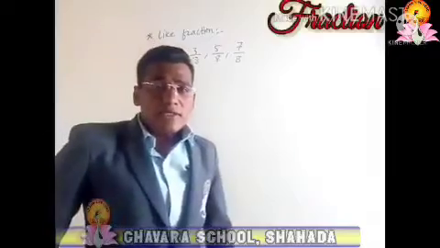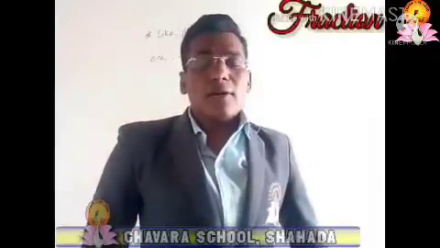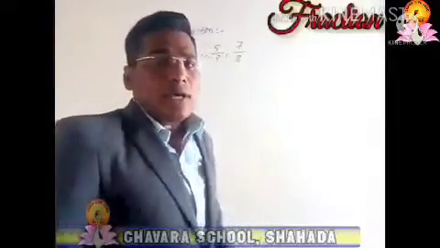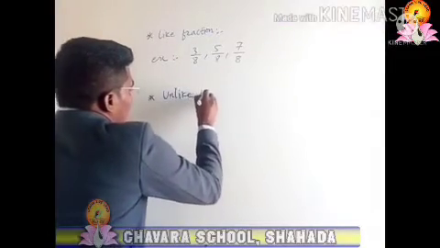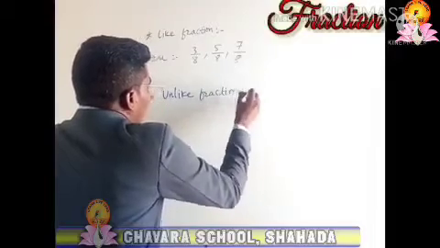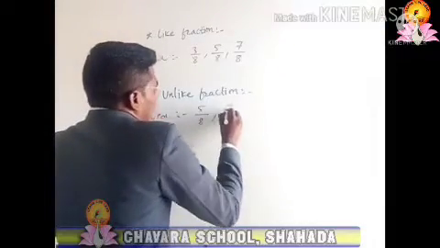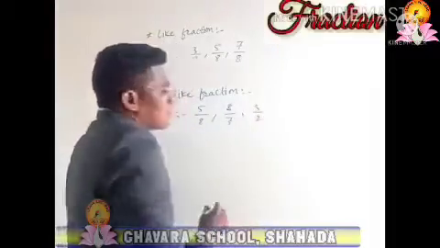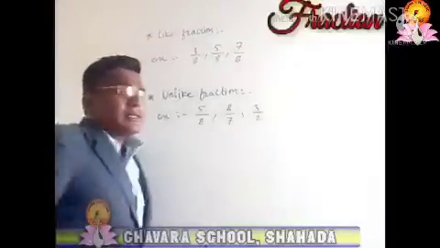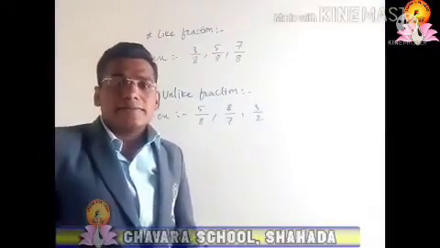Now, unlike fractions. We can define unlike fractions as the fractions whose denominators are not equal. Those fractions we call unlike fractions. So examples are such as 5/8, 8/7, 3/2. So such fractions whose denominators are unequal or not the same, we call unlike fractions.